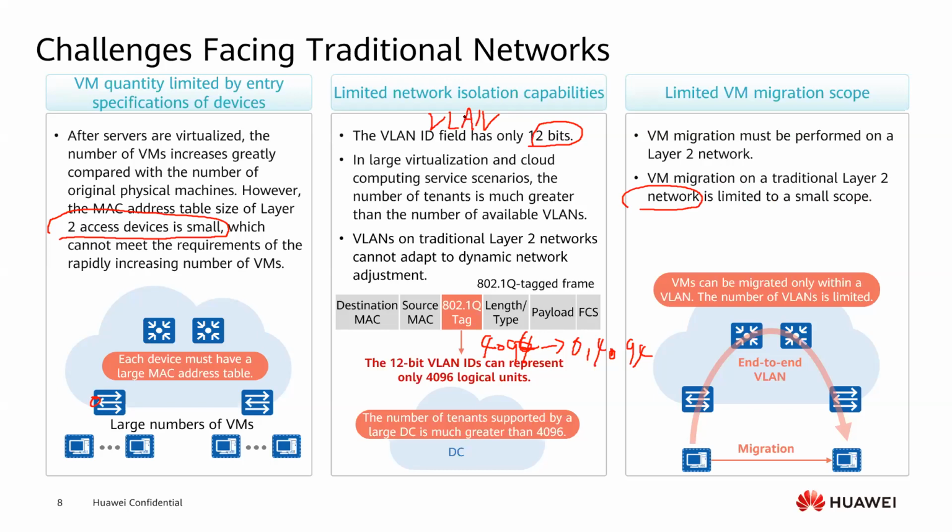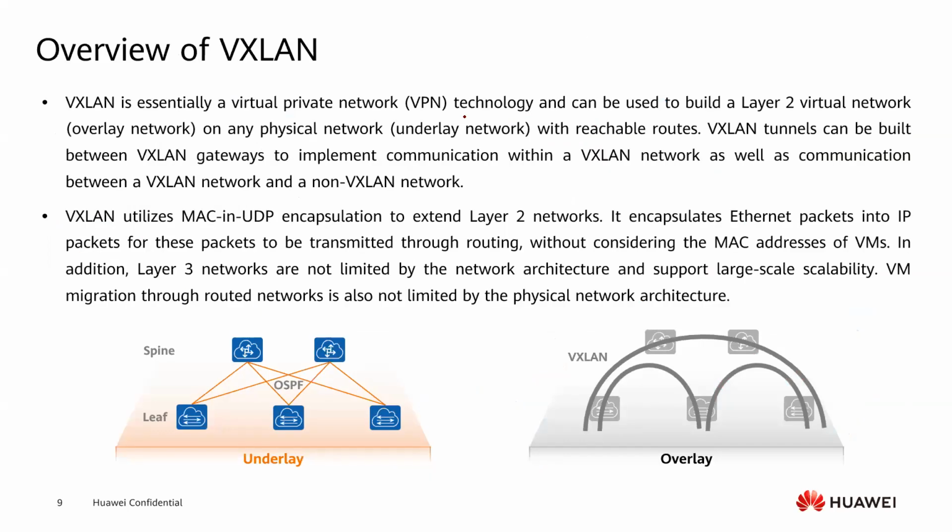Now we have found that we have three challenges, and how do we solve them? That is VXLAN. So what is VXLAN? First, you can find that it is a VPN technology. If it is a VPN technology, what is a VPN? VPN means we will have different layers. Maybe we will have overlay and we will have underlay. The overlay is a logical network. For example, it can be a logical layer 3 network, or it can be a logical layer 2 network. It doesn't matter.